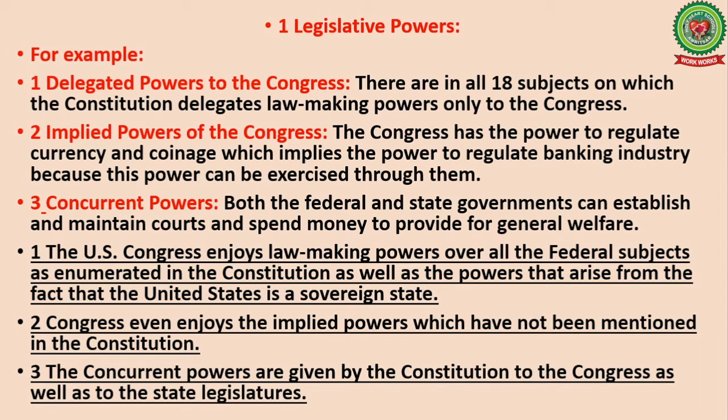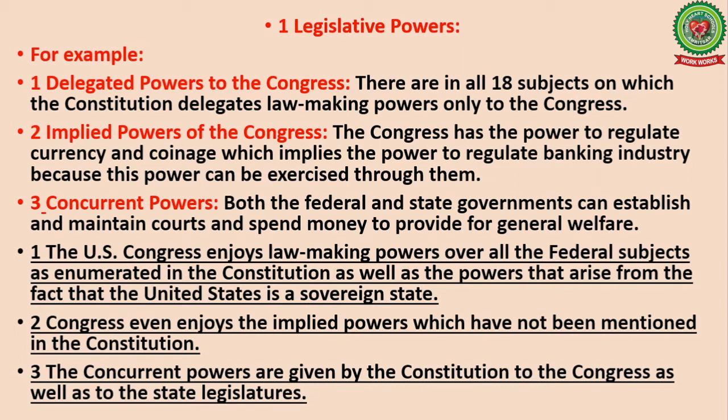And then come the implied powers, which automatically come along with another power. That is called implied. The Congress has the power to regulate currency and coinage. This is the open power, which implies the power to regulate the banking industry. It becomes an implied power because this power can be exercised through them. When the Congress is working on currency and coinage, it will automatically regulate the banking industry also, because the banking industry is controlling currency and coinage and regulating it.